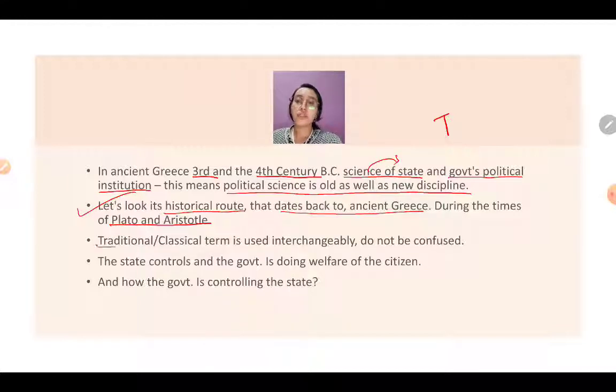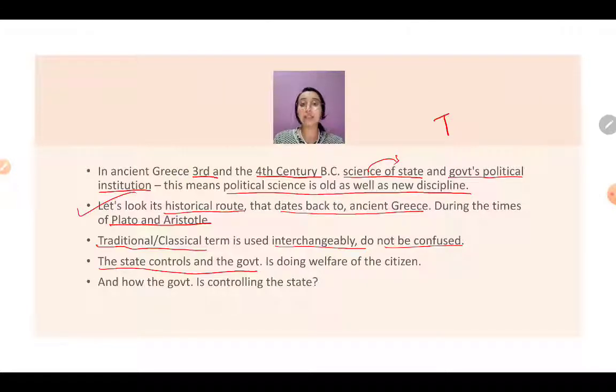So traditional, as I said, traditional and classical terms are used interchangeably. Don't be confused, like the term traditional is different and classical is different. They are used interchangeably. The scholars emerged slowly, and they have given the name according to their preferences. So the state controls and the government is doing welfare for the citizens.